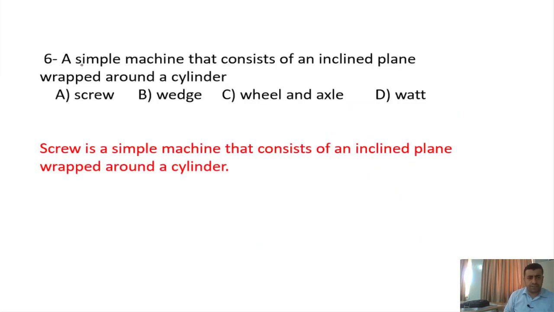Question 6. A simple machine that consists of an inclined plane wrapped around a cylinder. When you check your science book, the definition is going to be like that. Screw is a simple machine that consists of an inclined plane wrapped around a cylinder. So according to that definition, it will be A.